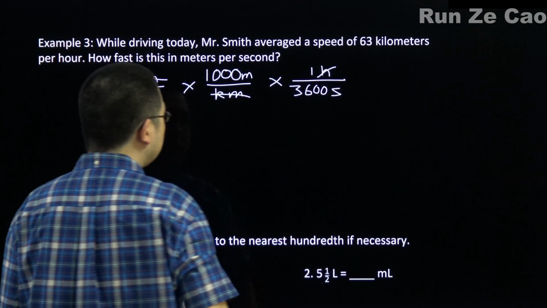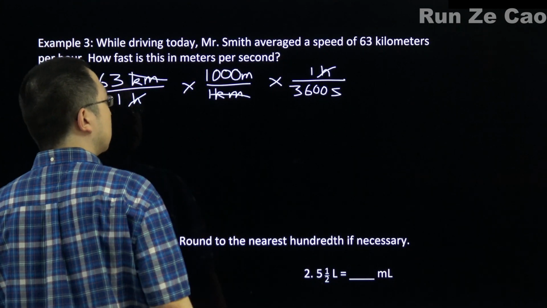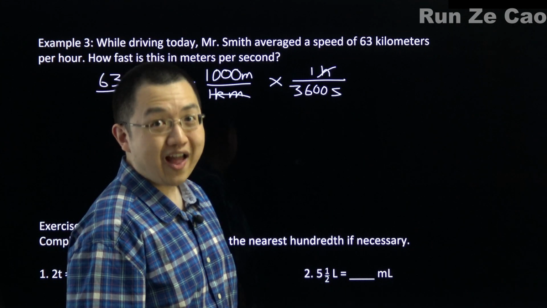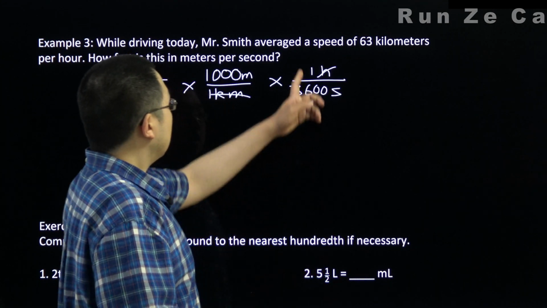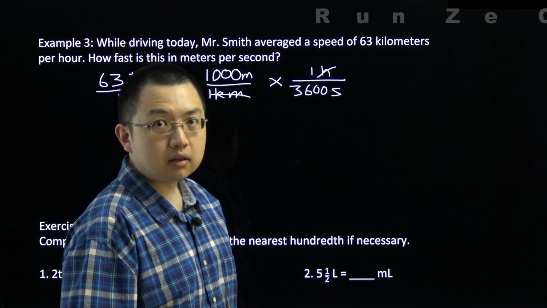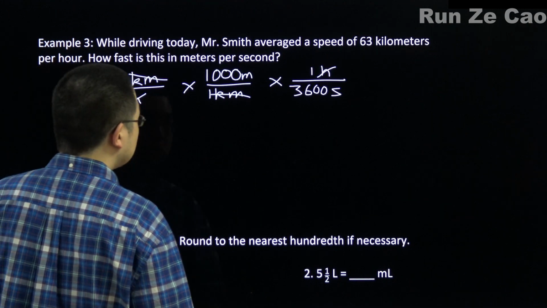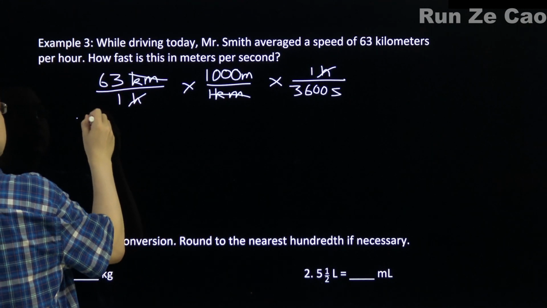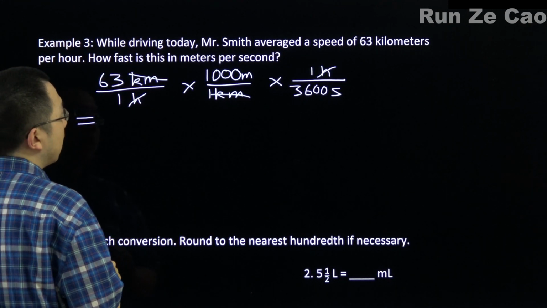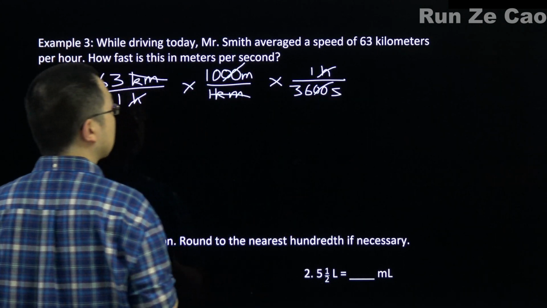Both of these, 1,000 meters over 1 kilometer, that's equal to 1. 1 hour divided by 3,600 seconds, that's equal to 1 because they are equal measures. So what happens here? We end up with, we can do some canceling.